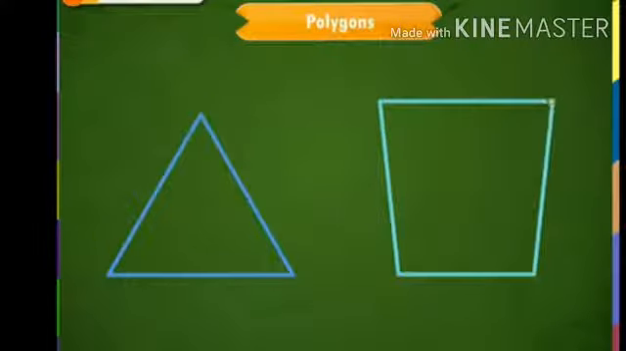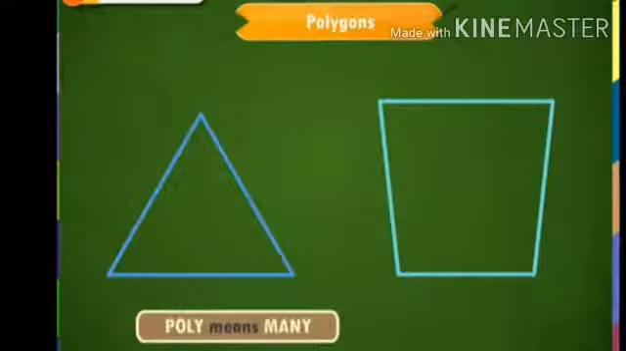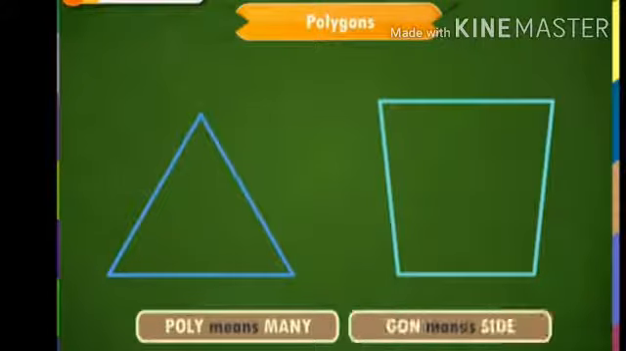Polygons. A simple closed curve made of 3 or more line segments is called a polygon. A polygon has at least 3 line segments. The line segments of a polygon are named by the sides in it. Poly means many and gon means sides. Thus, a polygon has many sides.